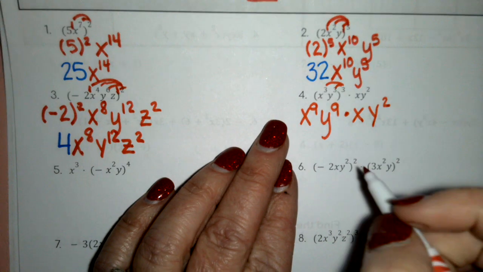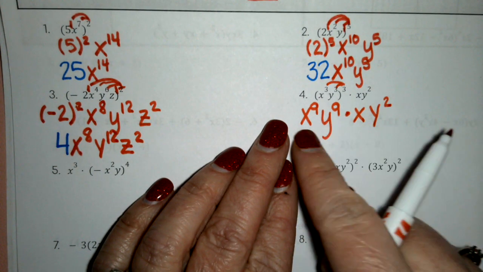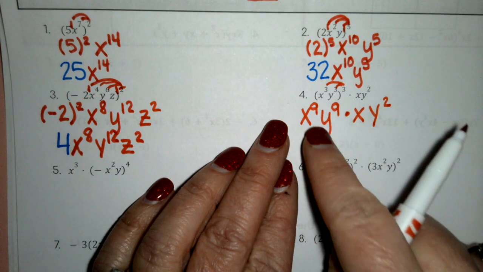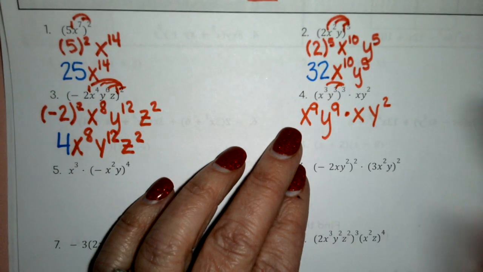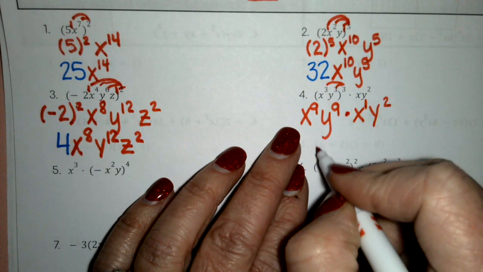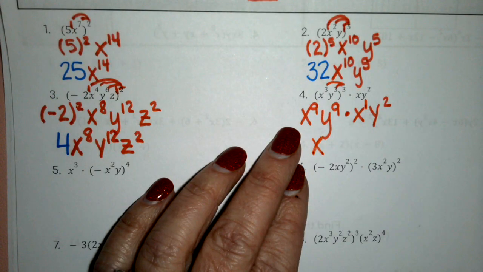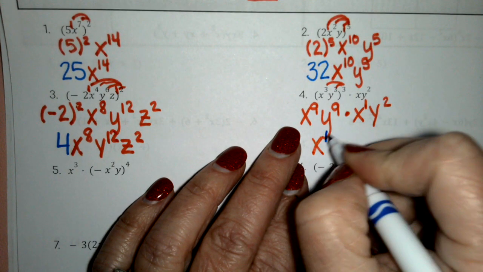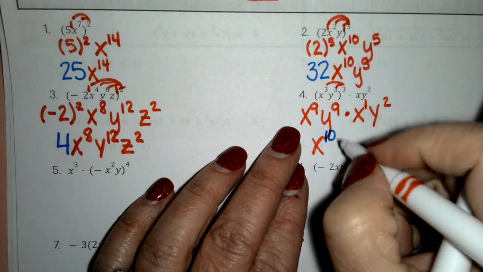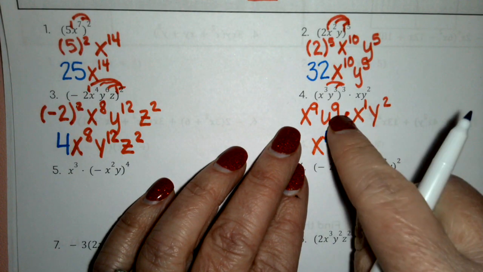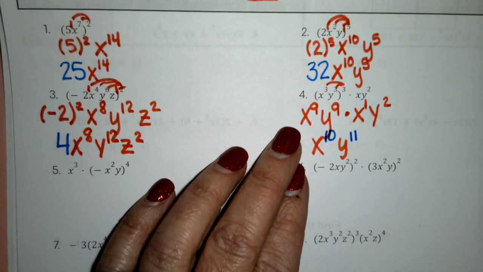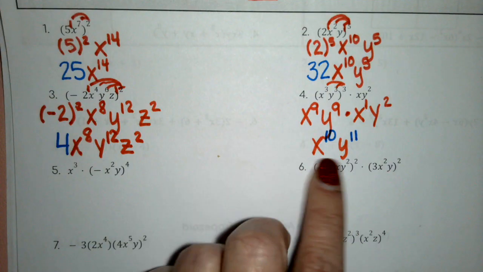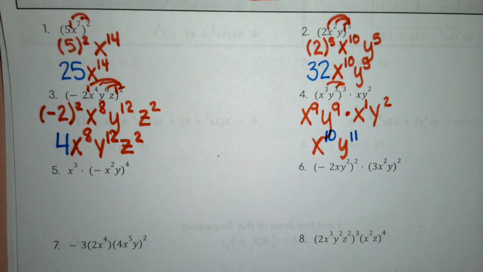Now what we have to do is everything is multiplied. There's no more parentheses. So you're going to add your exponents because everything is multiplied. Your bases are multiplied. So 9 plus 1 is 10 x's, so x to the 10th. And then y to the 9 plus 2 is 11. That is my final answer for problem number 4, x to the 10th, y to the 11th.